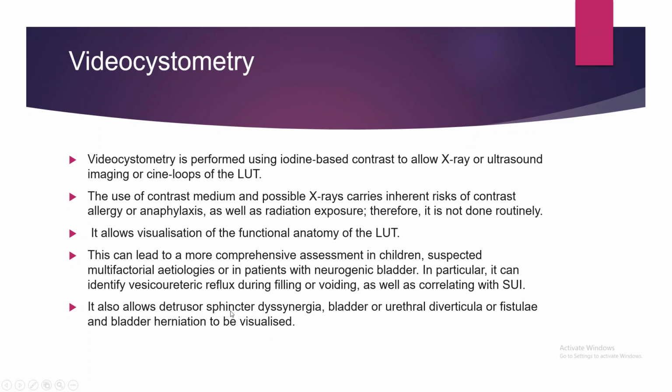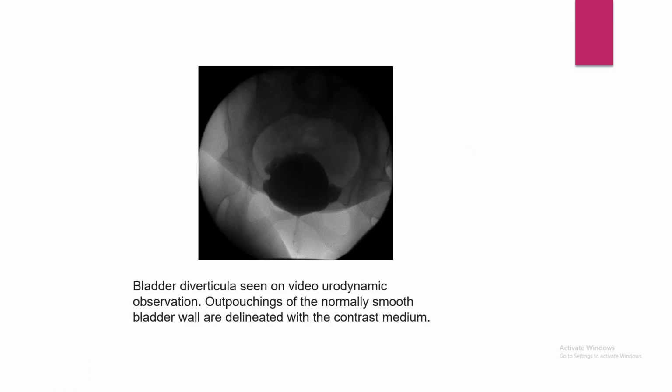It also allows detrusor sphincter dyssynergia, bladder or urethral diverticula or fistula, and bladder herniation. So any anatomic abnormalities can be visualized very well with this video cystometry. Yes, can you see? This is the graph which is given in this article.